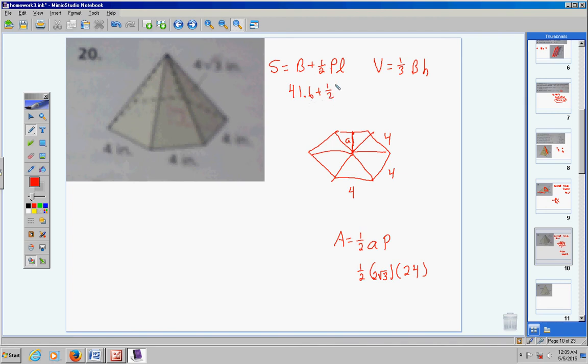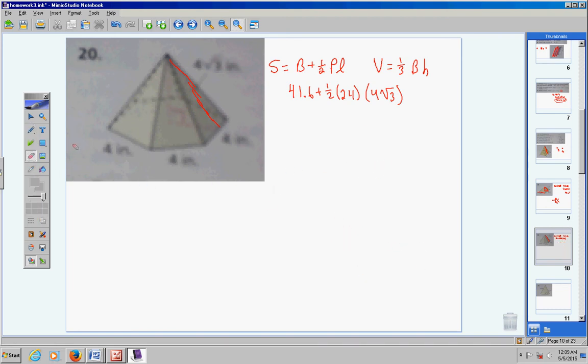41.6 plus 1/2 times perimeter of the base, which is 24, times the slant height. And they gave that to you, it's blurry, but you can see it in your book. They gave you the slant height, which is 4 square root of 3. Okay, so with that in mind, let's quickly multiply all those together and find the surface area.